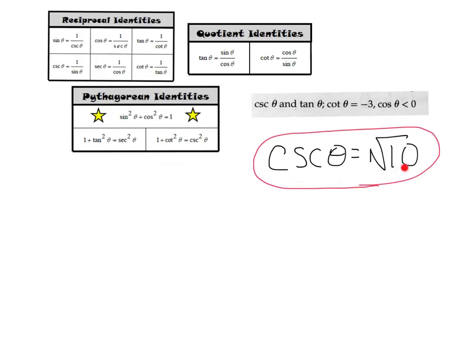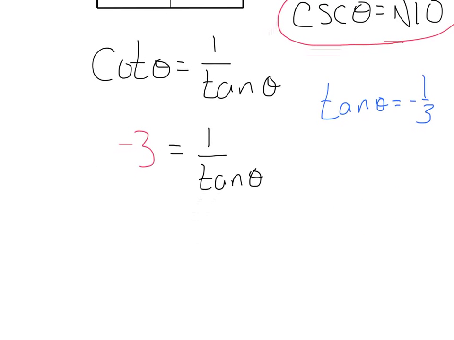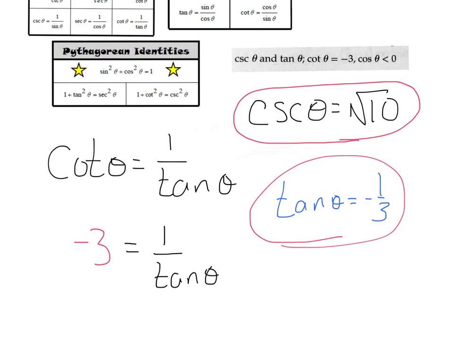Alright, now that we've got cosecant, we still need to find tangent. Okay, let's not think too hard about this. What do I know about cotangent and tangent and how they're related? Well, if I look at my reciprocals, cotangent equals 1 over tangent. Using that, cotangent equals 1 over tangent, I can go ahead and plug in my -3 for cotangent. -3 equals 1 over tangent. Solving for there, I'm going to get tangent equals -1/3. So, after that whole process, we found cosecant, root 10, we found tangent, -1/3.